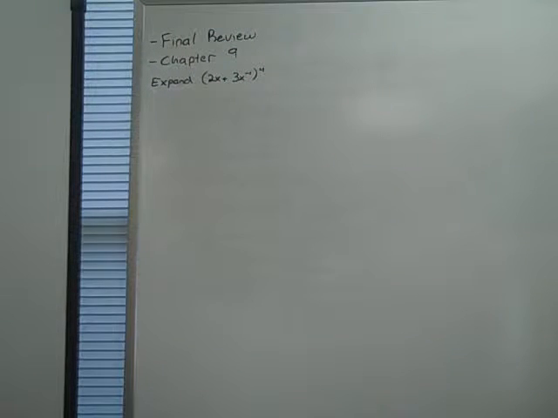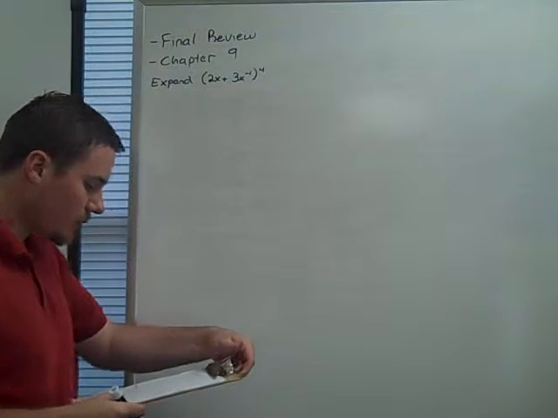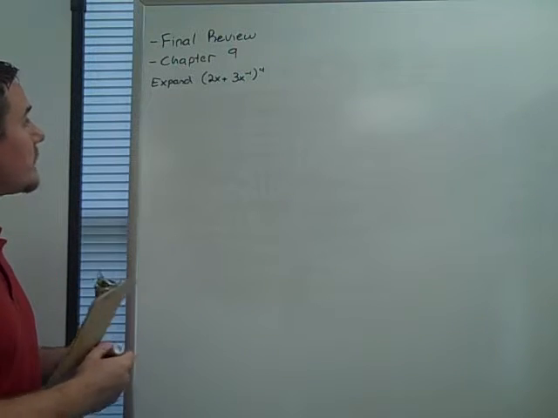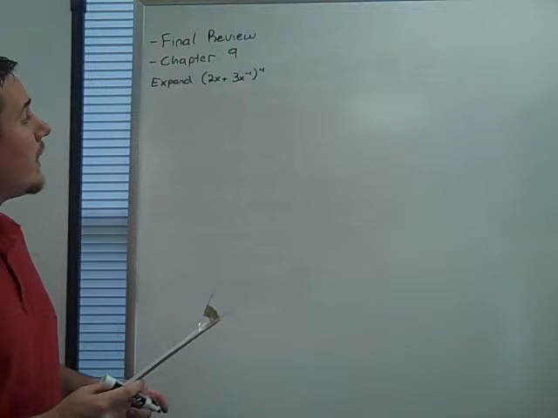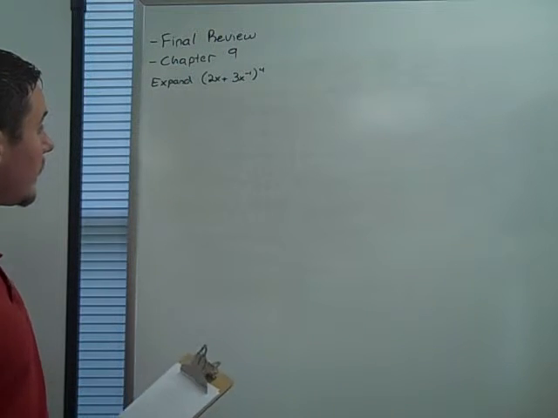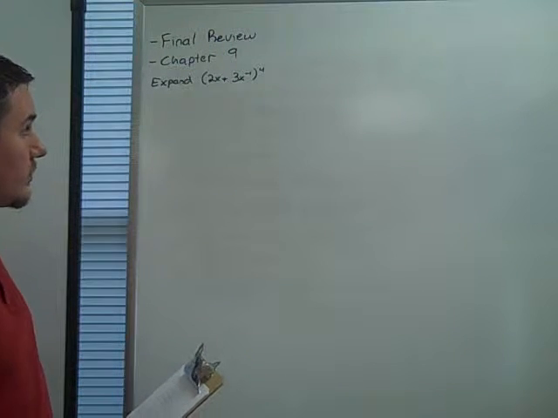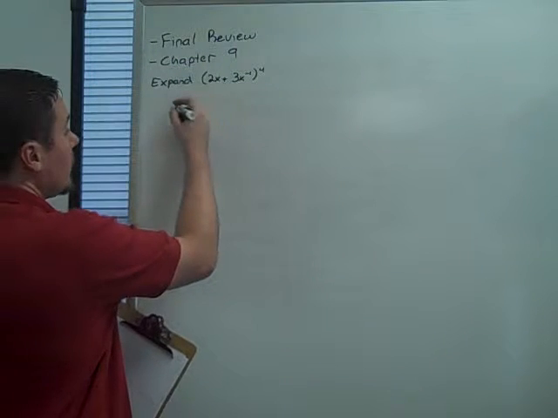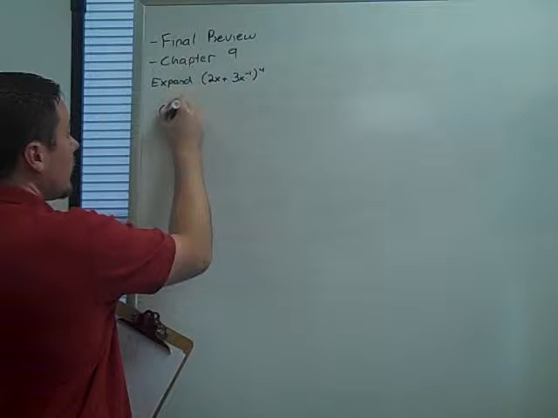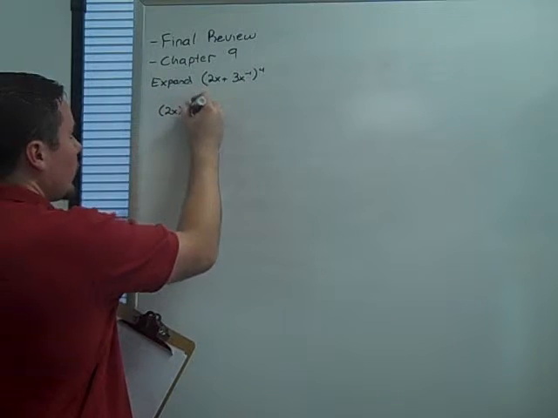The next problem, I'm going to expand using the binomial theorem (2x + 3x^(-1))^4, that's 3 over x, to the fourth. Now, I'm just going to basically go straight through the binomial theorem term by term. So, the first term is going to be the quantity 2x to the fourth.